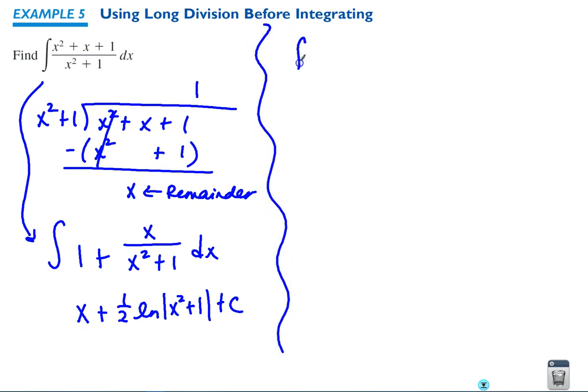So let's say I have the integral of x cubed minus 6x minus 20 over x plus 5 with respect to x, or dx. Again, the denominator is x plus 5, but the derivative of that is just 1, and I have x. Oh man, I have a lot of stuff in the numerator that's not helping me out here. So I'm going to go ahead and use long division.